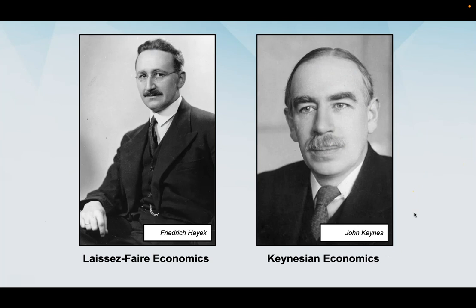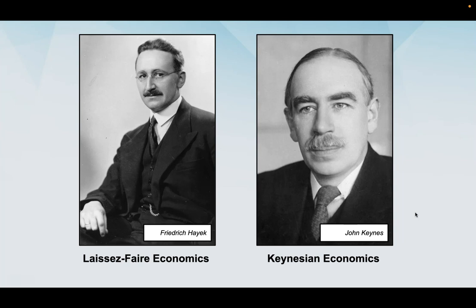So here you see two very influential economists that were active during the 1900s. On the left, you've got Friedrich Hayek, and on the right, you've got John Keynes. Now, Friedrich Hayek represents the Austrian School of Economics. These are economists who are very much in favor of having a free market, laissez-faire system, getting the government out of the way, getting the government out of regulating the economy.